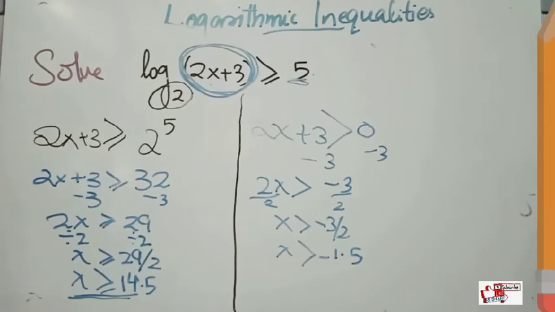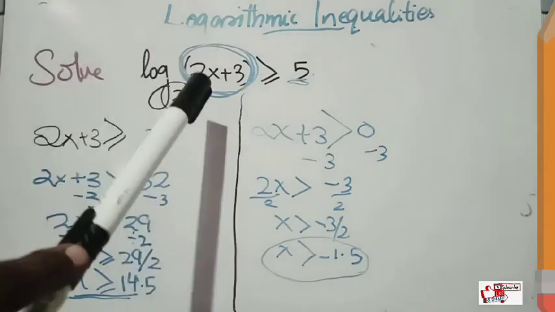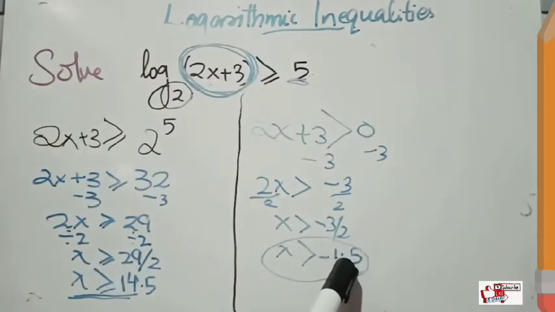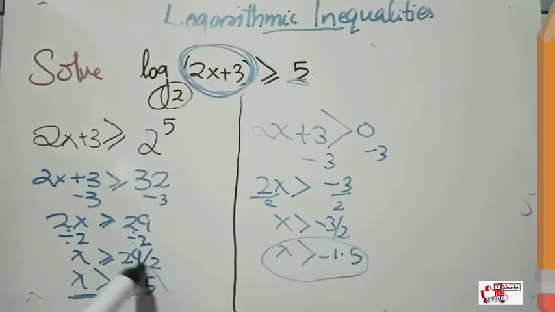That is x greater than minus 1.5. Now this is known as the domain. That means for this question, the minimum value of x can be taken as negative 1.5. It should be greater than negative 1.5. That is the domain value. Domain, as you have learned in functions, domain and range. Now we have to take care of these two values.